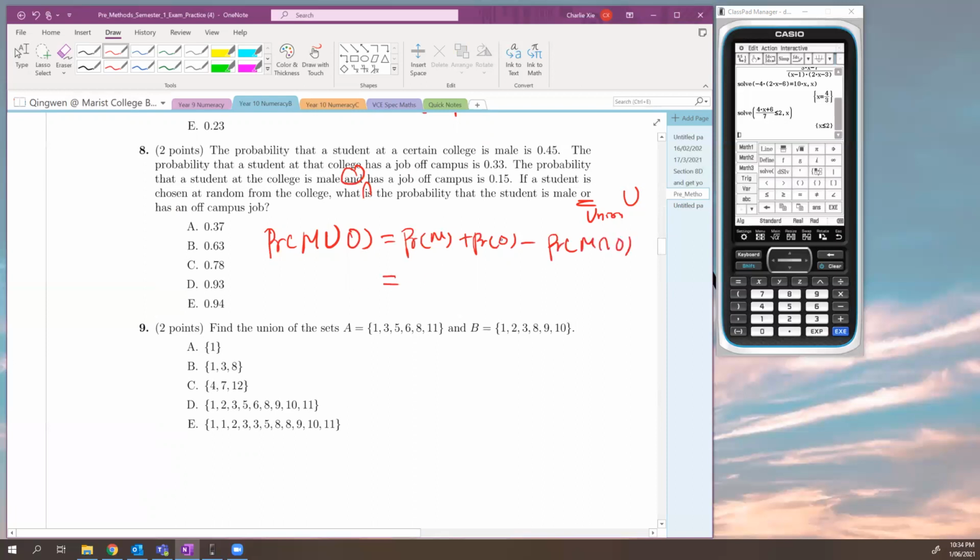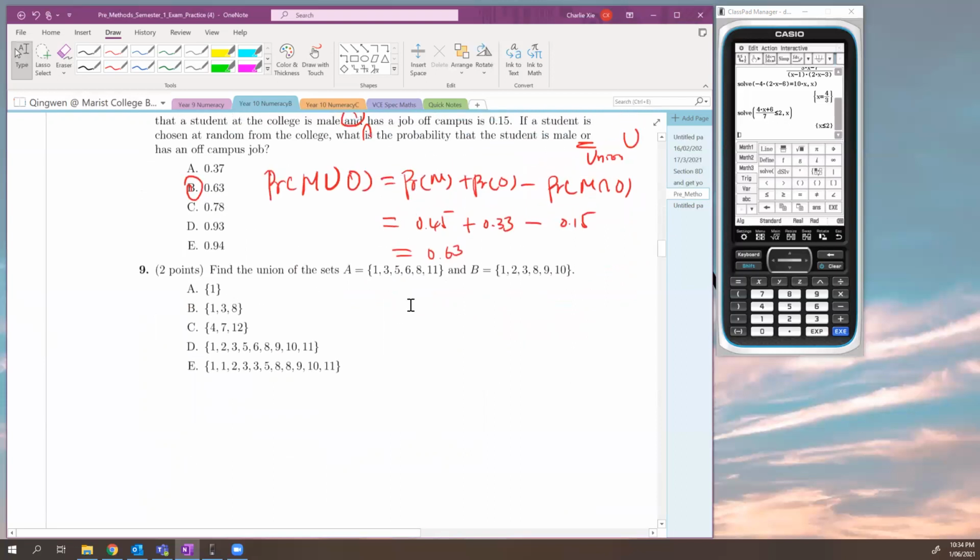We know those numbers, we know those conditions. The first one tells us the probability that a student is male is 0.45, and the probability that a student at college has a job off campus is 0.33. So we add them up and take away the intersection, 0.15. Let's work it out. We can do 0.45 take away 0.15, it's easier to calculate. So that's 0.3. 0.3 plus 0.33, so 0.63. The answer is B.